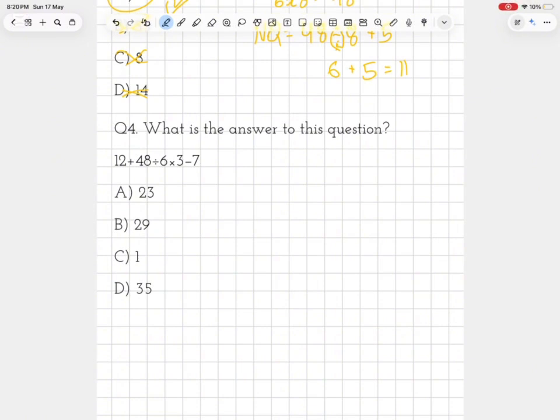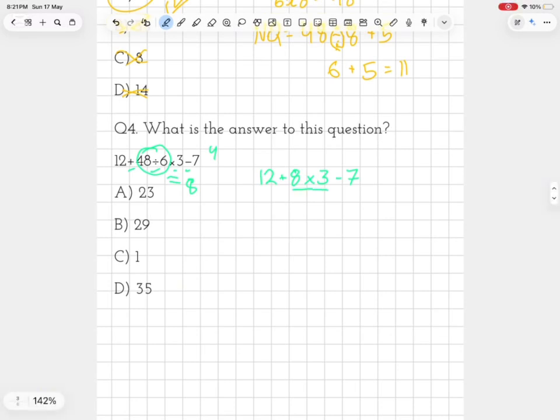What is the answer to this question? 12 plus 48 divided by 6 multiplied by 3 minus 7. So here we can see we have all four main operations: multiplication, division, addition, subtraction. So first we'll start off with division. 48 divided by 6, which we know gives us 8. So let's make our equation 12 plus 8 multiplied by 3 minus 7.